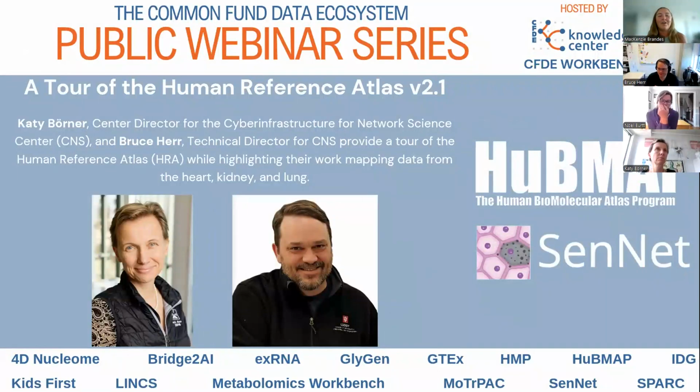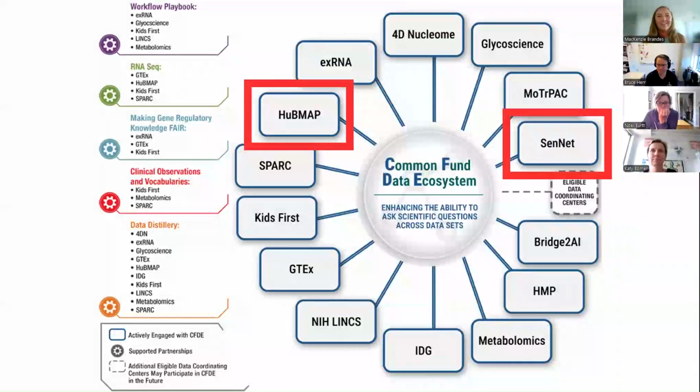So today we're going to have a tour of the Human Reference Atlas v2.1, and we'll have Katie and Bruce who will be sharing their story, and so we thank them for joining us today. Before we go into this, HuBMAP and SenNet, who are the two representatives here speaking on the HRA, are two resources within the Common Fund data ecosystem that serve as data coordinating centers, and this shows you how they fit in a little bit here.